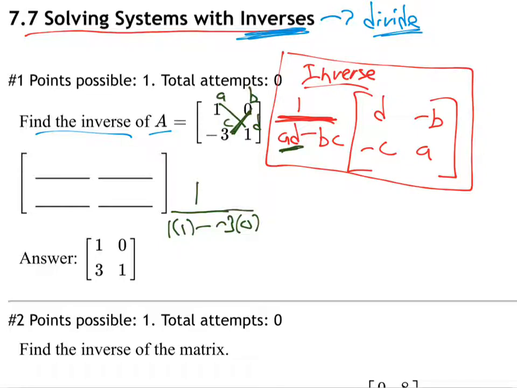And so what is that? That is 1 minus 0. That's 1 over 1. That's just 1. That doesn't do anything, okay? That's kind of a weird one. Nothing happened. And then what do we do on the inside?